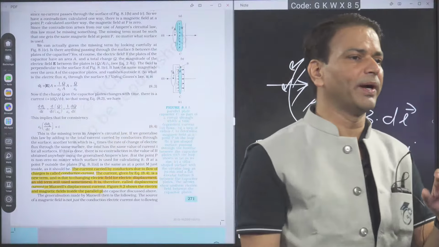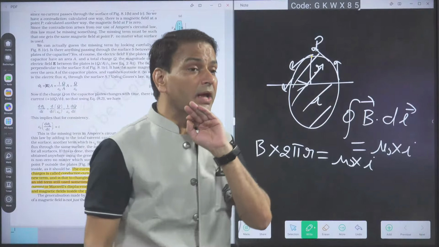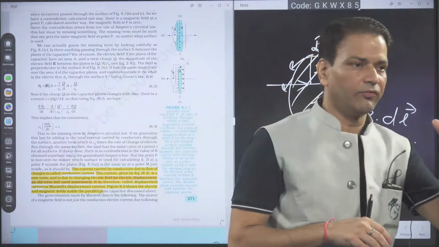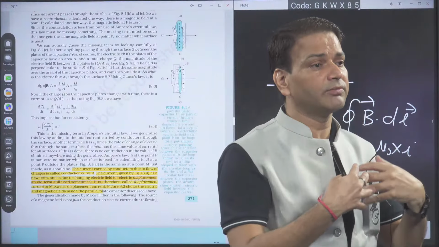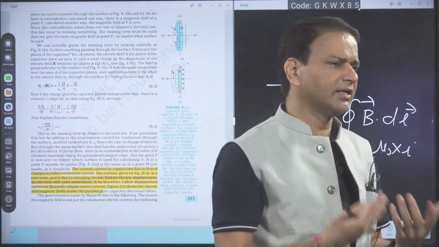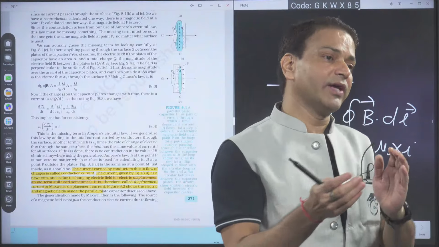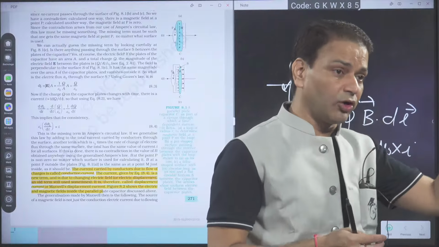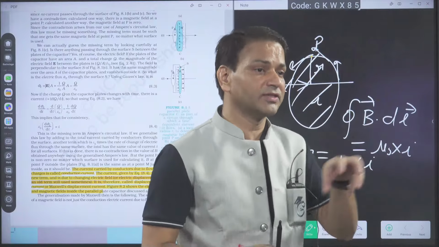Mu naught upon 2 pi I by R. But one thing, magnetic field at any point will not depend upon the shape of the Ampere surface we are taking. Any shape we take. Otherwise, when we use the formula mu naught upon 2 pi I by R, we would say for this surface this is the magnetic field, for this surface this is the magnetic field.